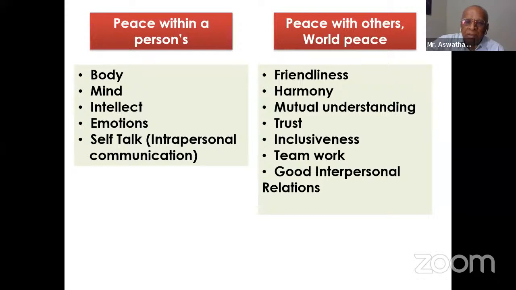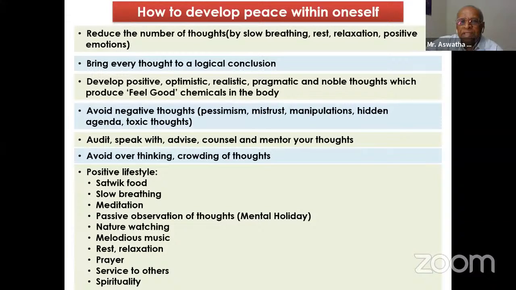Reduce the number of thoughts by slow breathing, rest, relaxation, positive emotions. Bring every thought to a logical conclusion. Develop positive, optimistic, realistic, pragmatic, and noble thoughts which produce feel-good chemicals in the body. See, our body is a huge chemical factory. One good thought produces a lot of feel-good chemicals like serotonin, dopamine, endorphins, epinephrine, GABA, oxytocin, acetylcholine, including melatonin. A bad thought will also develop a lot of toxins like cortisol, catecholamines, adrenaline, noradrenaline. So it's a huge chemical factory.